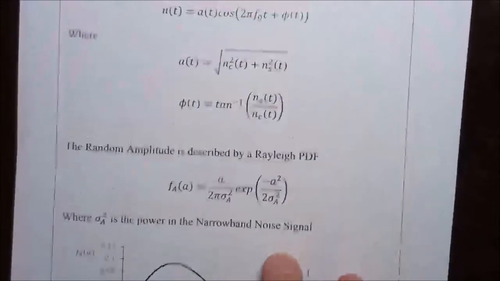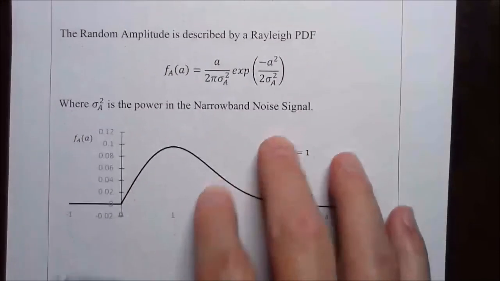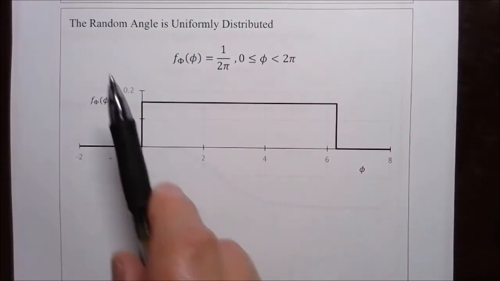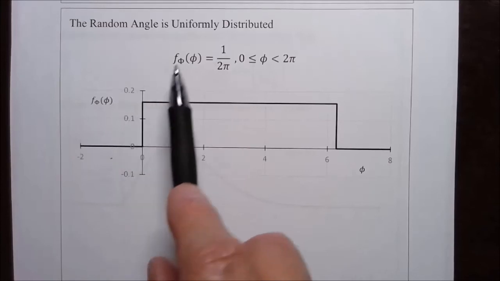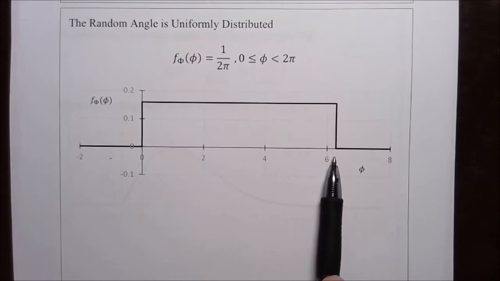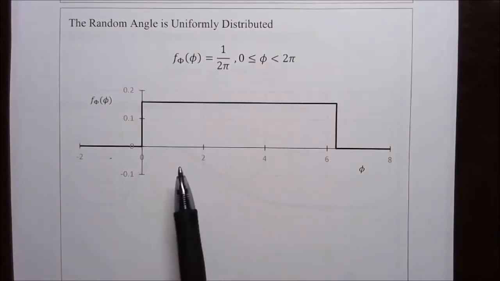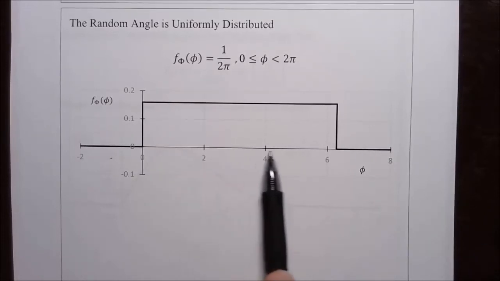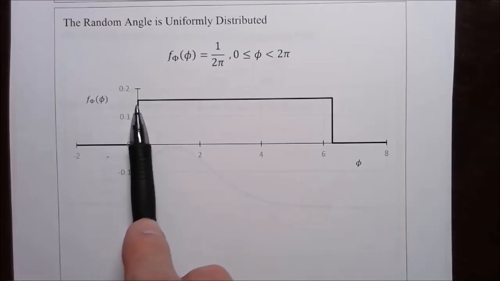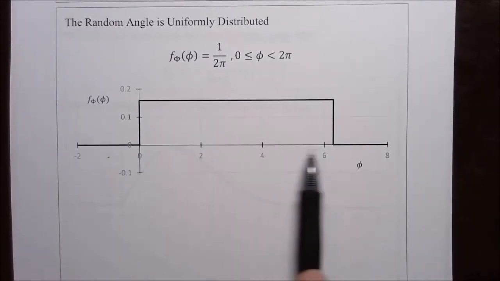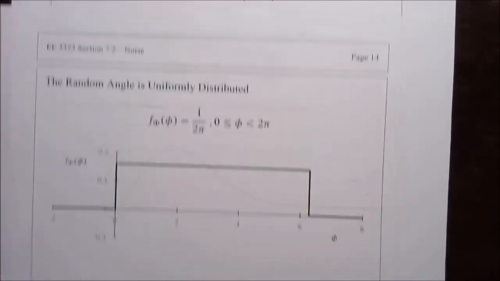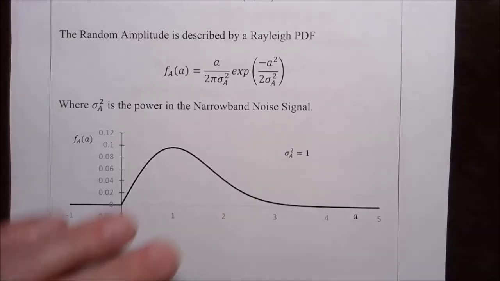The phase angle is also random, and that is important too. And the phase angle has a uniform distribution. So this is the probability density function for the angle phi. It is a constant between 0 and 2 pi. It's shown here in radians, and since its width is 0 to 2 pi, to make its total area 1, it has a value of 1 over 2 pi for this entire range. Okay, so this describes now the random phase angle for the noise.